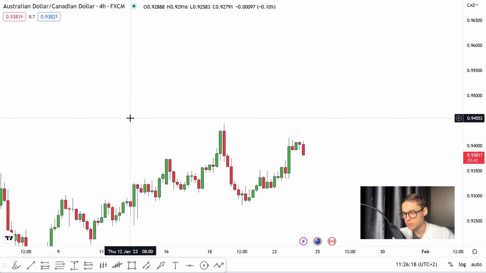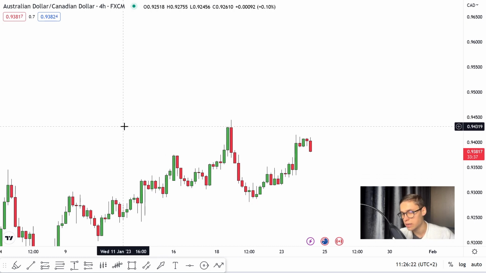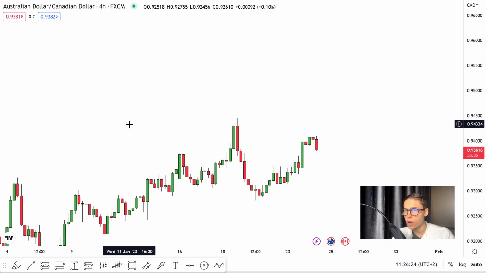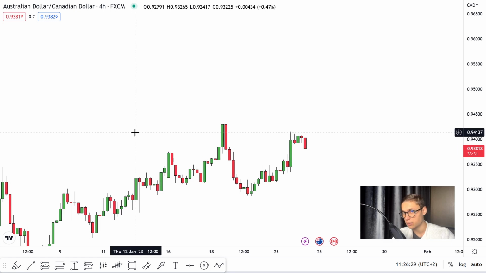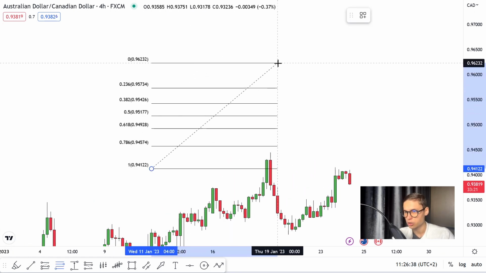For example, if you're trading with key market levels or you're trading with indicators or whatever you are doing, you can also add a Fibonacci tool to have even more confluences that the price will go into a certain direction. This is how Fibonacci looks like on the chart.